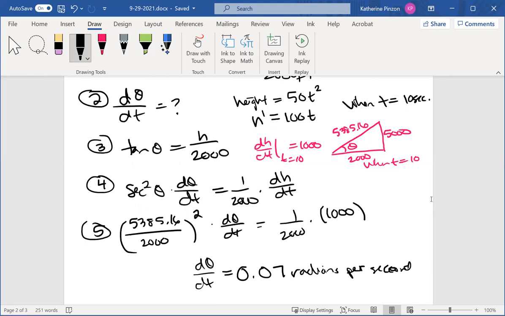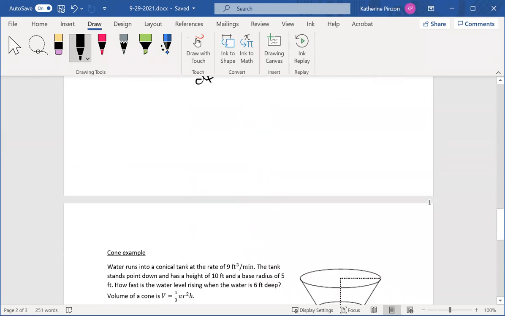Secant is hypotenuse over adjacent. Yes. I think. I'm confident. Secant is whatever cosine is, hypotenuse over adjacent. Yes. Okay, everybody's ready? Yes. Great.